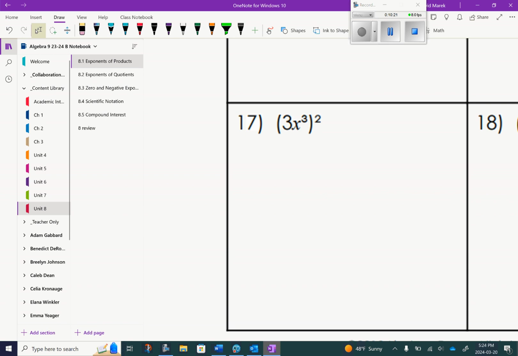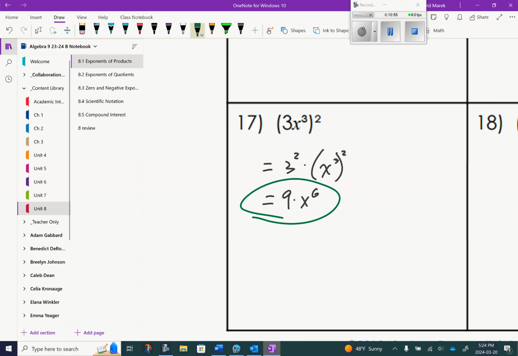Here we have our power of a product rule. So this means we should be able to take 3 to the second times x cubed to the second. Now, sometimes these numbers are small enough, we should be able to deal with that. 3 squared is 9. And again, our power of a power rule, that means x to the 3 times, again, multiply 3 times 2 is 6. So that should be 9x to the 6th.